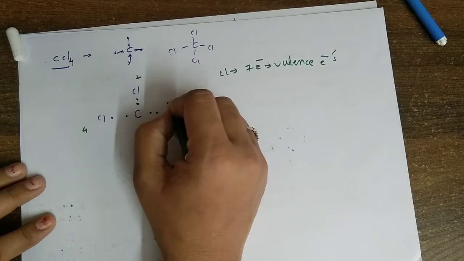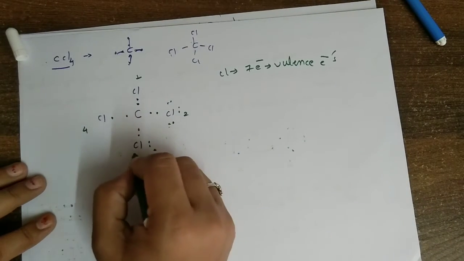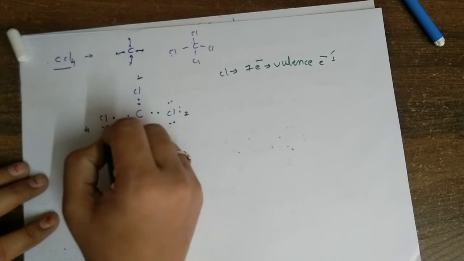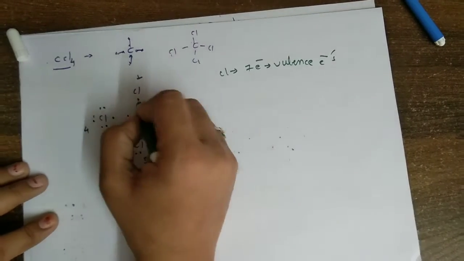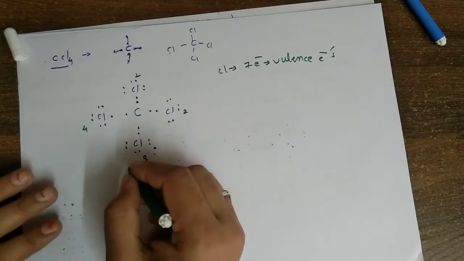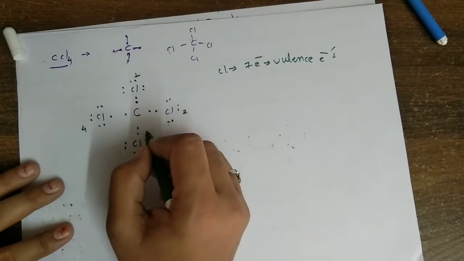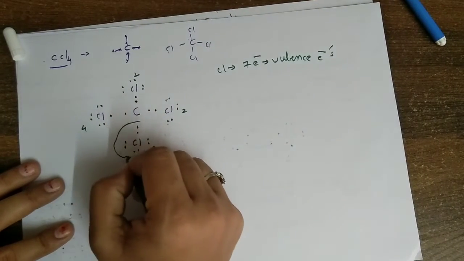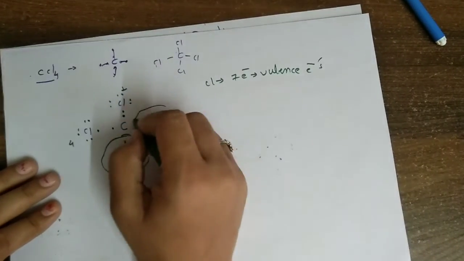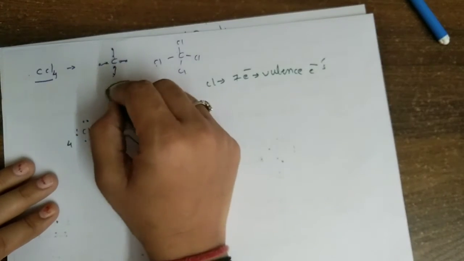Now 1 2 3 4 5 6 and this is 7. Seven electrons on each chlorine. Now let's see how they become an octet. Here the chlorine has completed 8 electrons, so it becomes an octet. Here also the chlorine forms 8 electrons by sharing with carbon, so the octet will be complete.